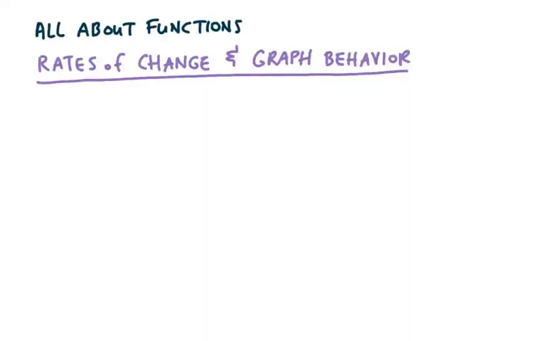Okay, this is a short video about rates of change in graph behavior. So let's just start by looking at a graph and we'll be able to define some of the terminology I'd like to share through an actual example.